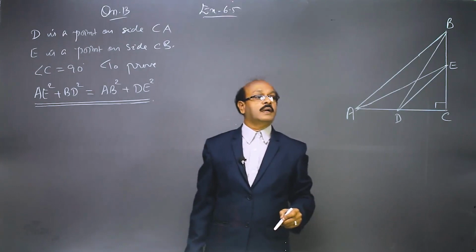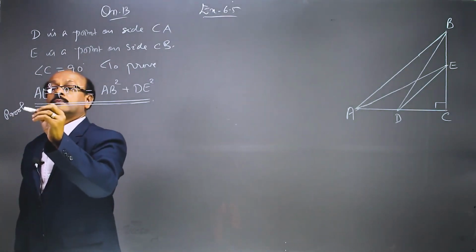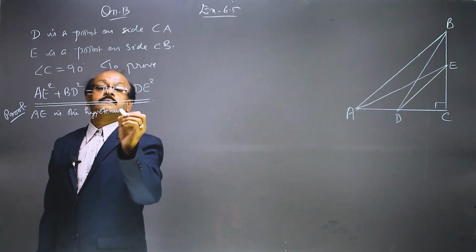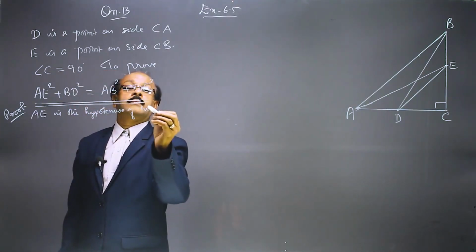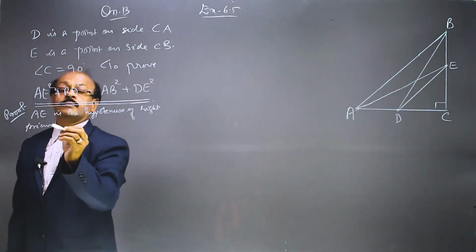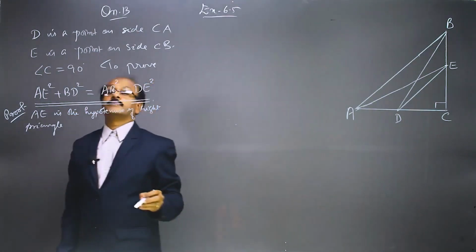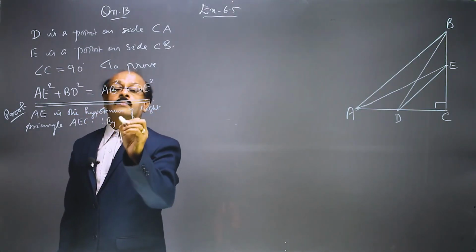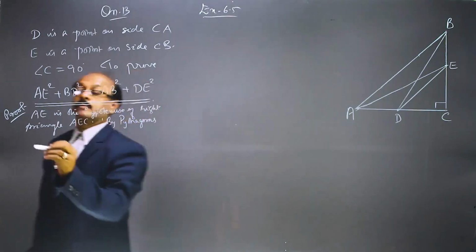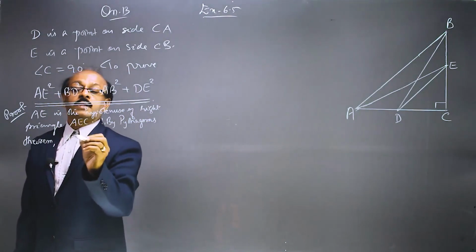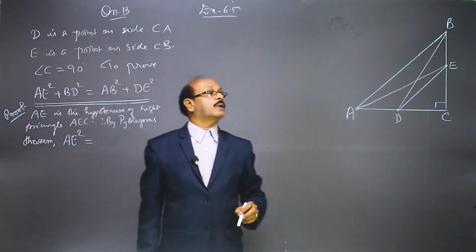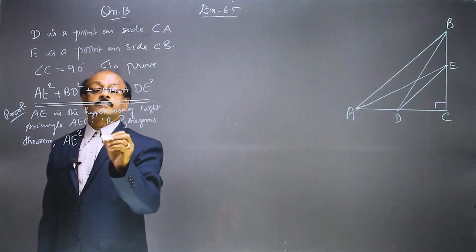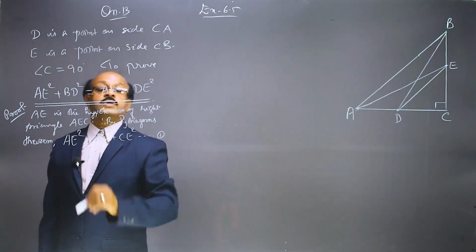Now AE is the hypotenuse of right triangle ACE. Therefore, by Pythagoras theorem, AE square is equal to AC square plus CE square. Name it as equation number 1.